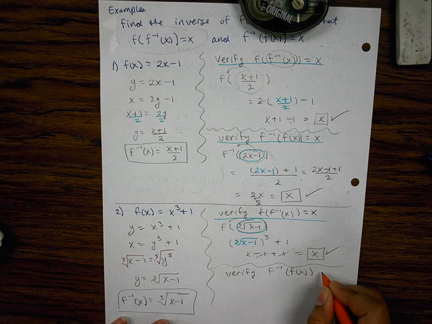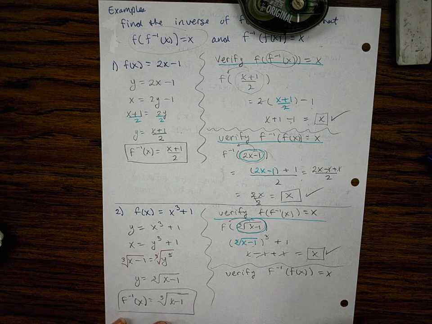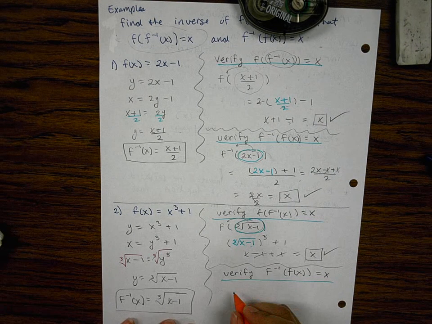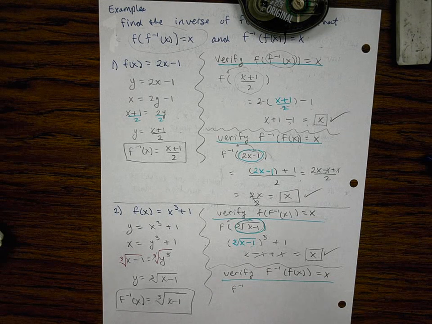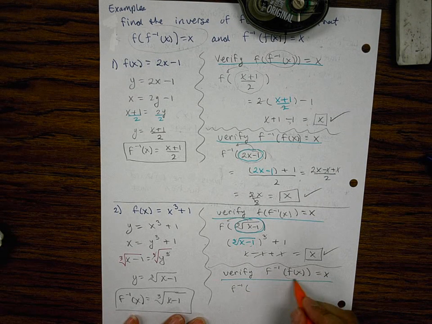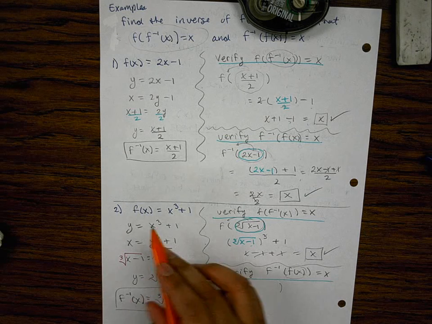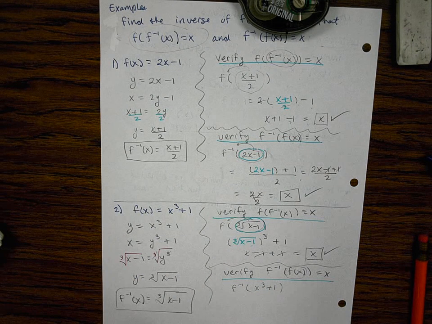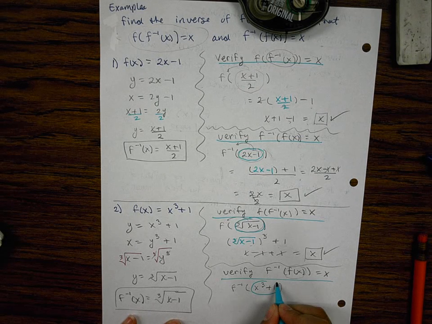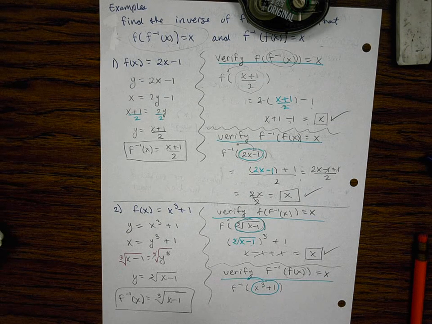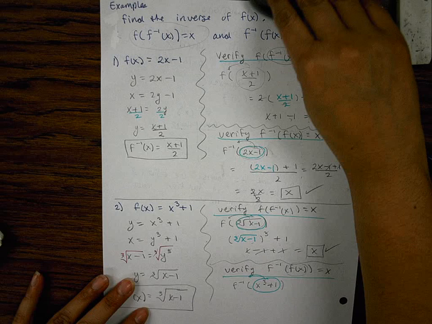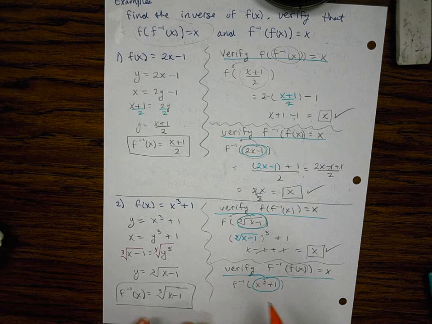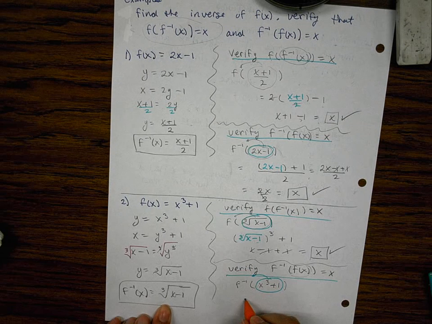All right, the last verify piece for this problem, we're going to verify the other way, f inverse of f of x. We want to verify that it equals x. So this time you write your f inverse, f negative 1, and you leave it like that, of, and now I'm going to plug in my f of x function, x cubed plus 1. Now this time I'm taking x cubed plus 1 and plugging it in for all the x's in the f inverse function.